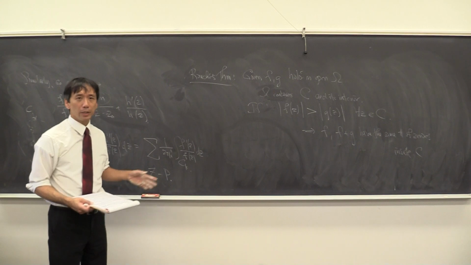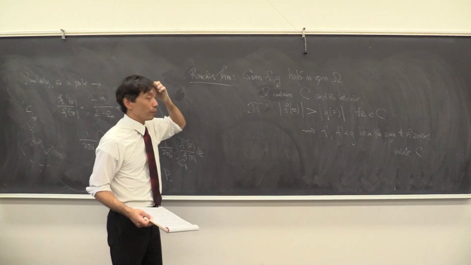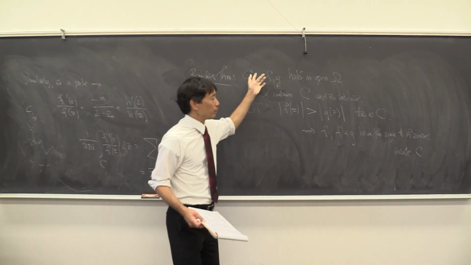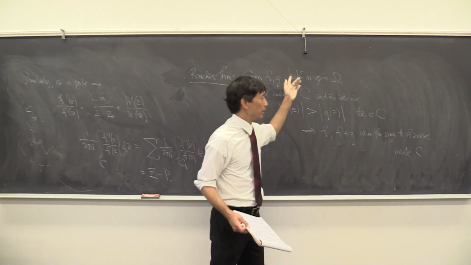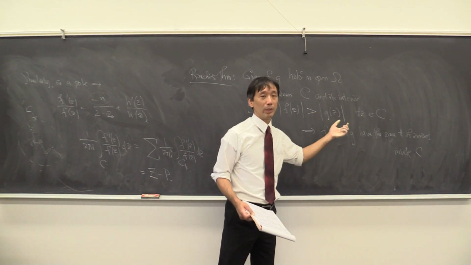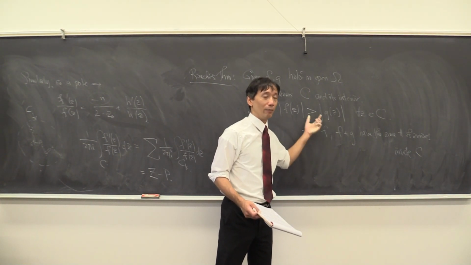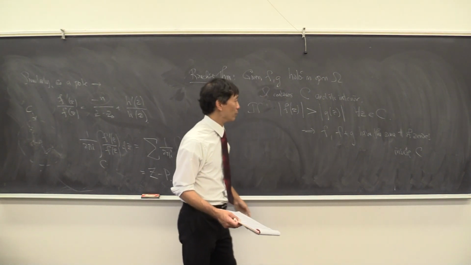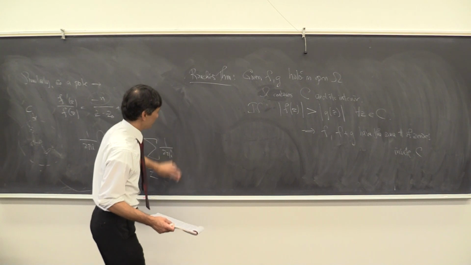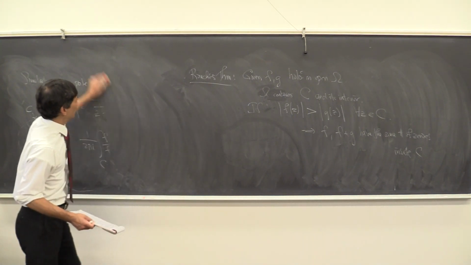Actually, this theorem can be stated for meromorphic functions, and in the case of meromorphic functions, as you expect, they have the same difference. The number of zeros minus the number of poles of one will be the same as the number of zeros minus the number of poles of the other. I don't know why Stein doesn't do it in that case, but it's true.